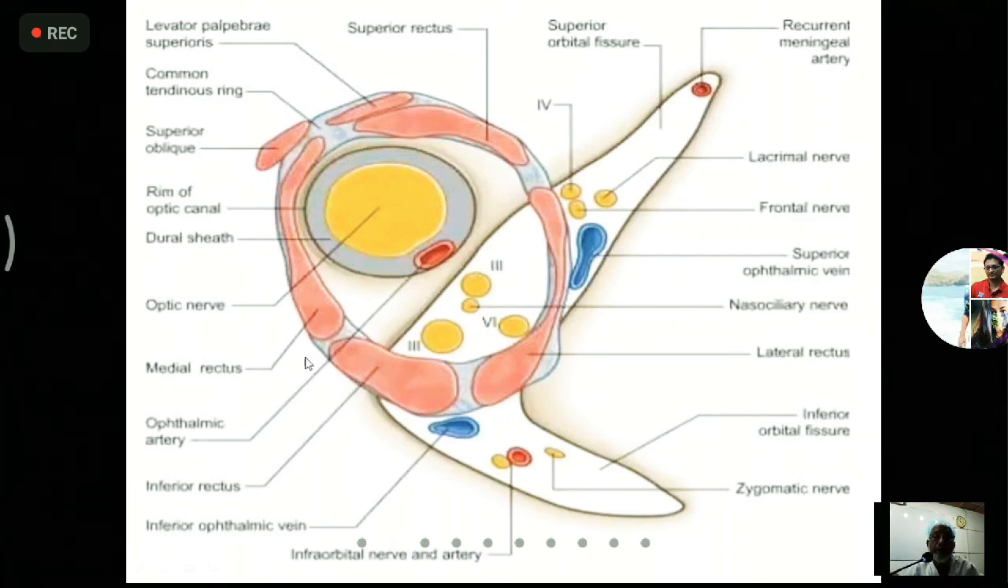These are the muscles, four muscles. If you remember this figure, then you can answer the short note in the written examination.